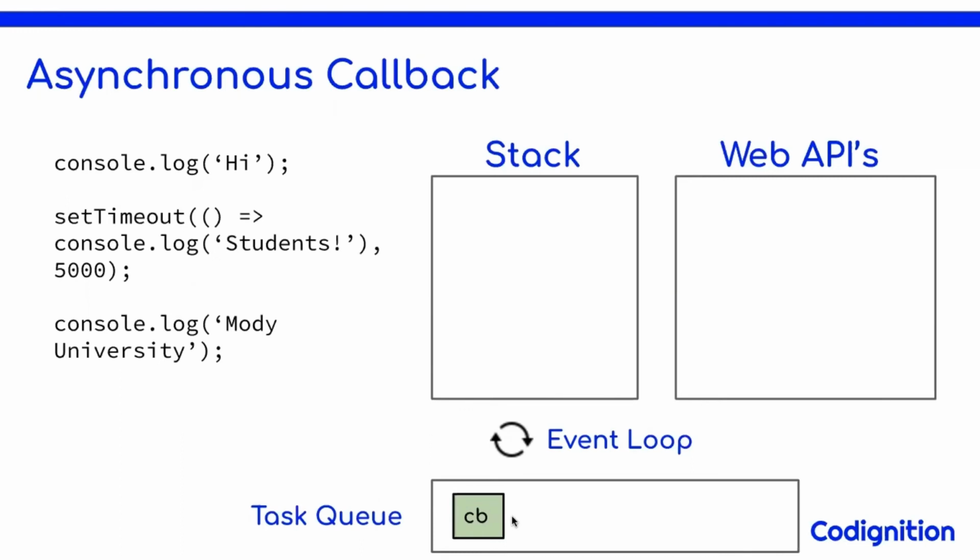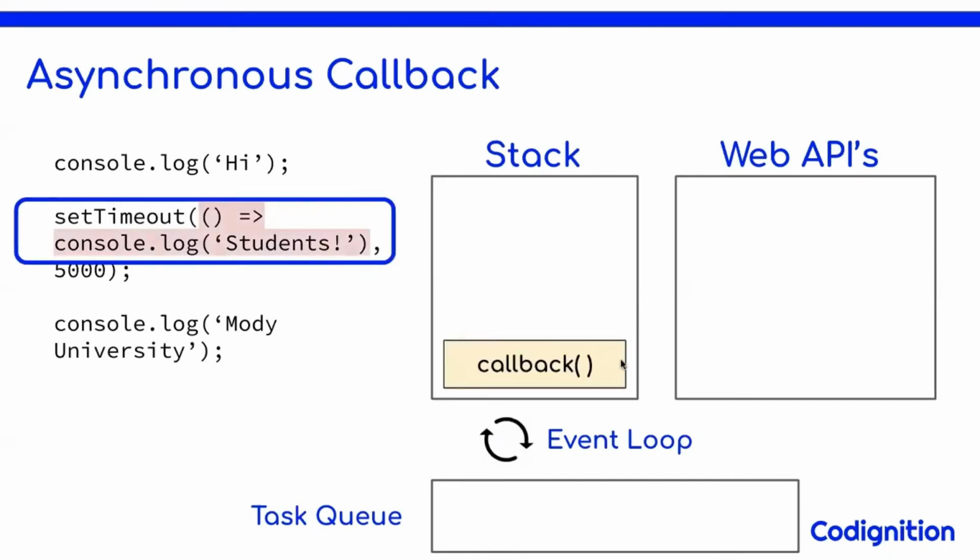Do you have any callback in the queue? Do you have any callback method in the queue? Yes, the task queue says yes, I do have. Then what does the event loop do? It picks the callback function and throws it to the stack. Then this event loop runs and throws the callback to the stack.